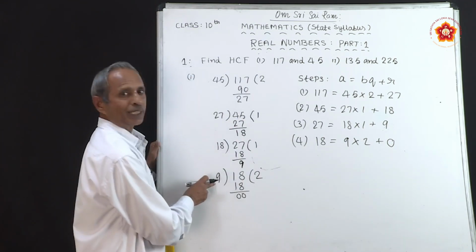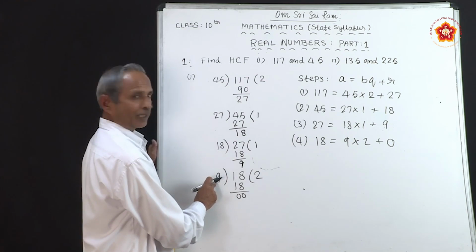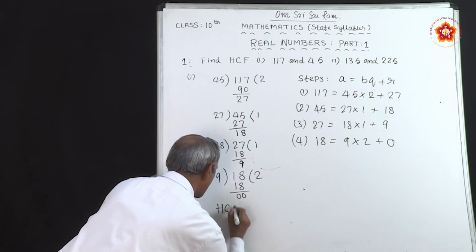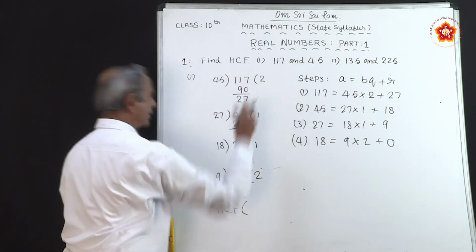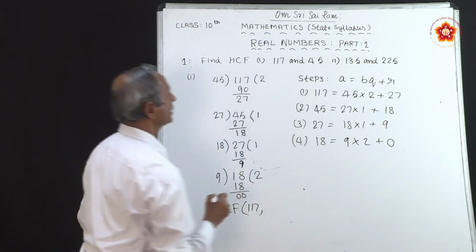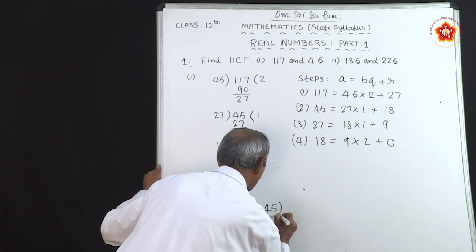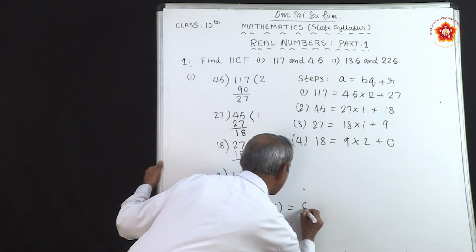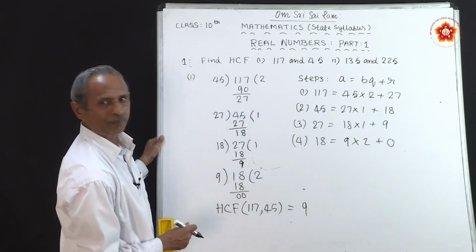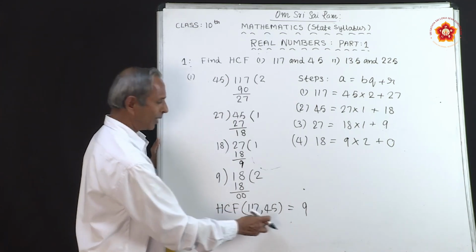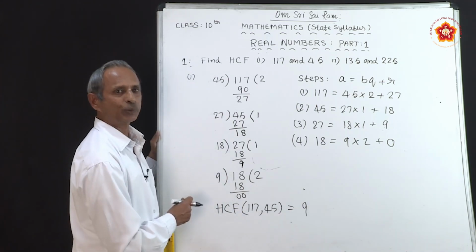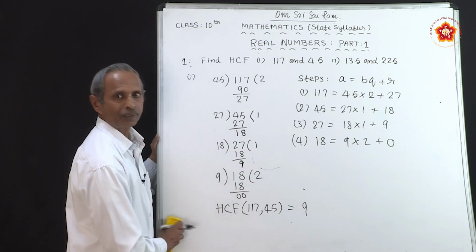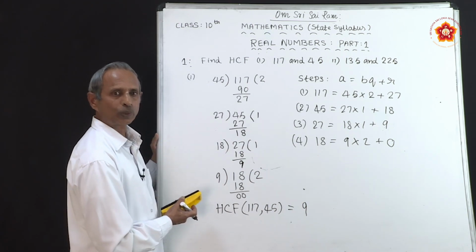Now what is the divisor? You have to see now. Here the divisor is 9. Therefore, now you have to write the HCF. The HCF of the given two numbers, one is 117, another number is 45. Whichever was the divisor in the last step, that becomes the HCF. Therefore the HCF becomes 9. Therefore the HCF of 117 and 45 is equal to 9. The same procedure is used in computers to calculate the HCF of any two integers. Now let us go to the second problem.